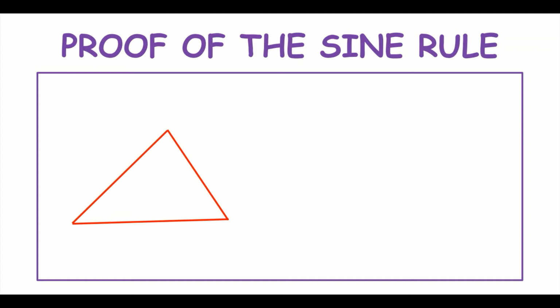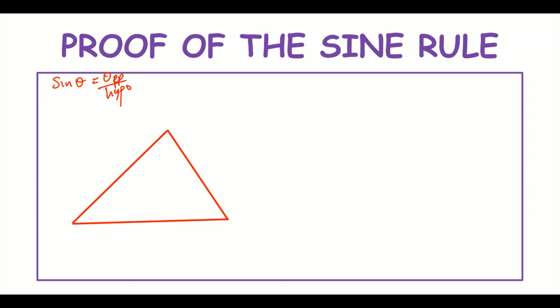Now we're going to prove the sine rule. In any proof that we're doing, we need to work from what we know. So what do we know already? What's our previous knowledge? We know that sine of the angle is equal to the opposite over the hypotenuse. Here we have one blank triangle.